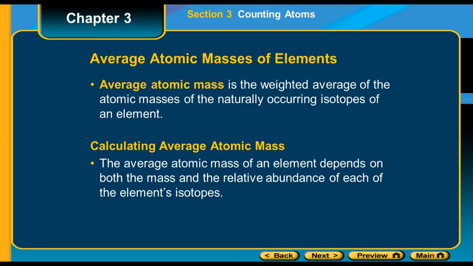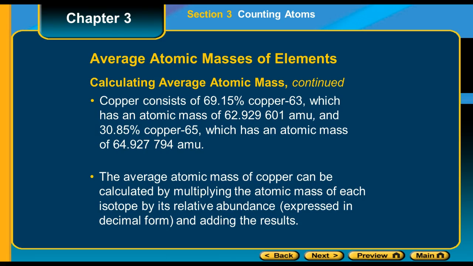The average atomic mass is, like I said, the weighted average of the atomic masses of the naturally occurring isotopes of the element. So calculating the average atomic mass will depend on how many isotopes you have. If you have 2 isotopes or 5 isotopes, you'd need to do all of what I'm about to show you for each one of those isotopes.